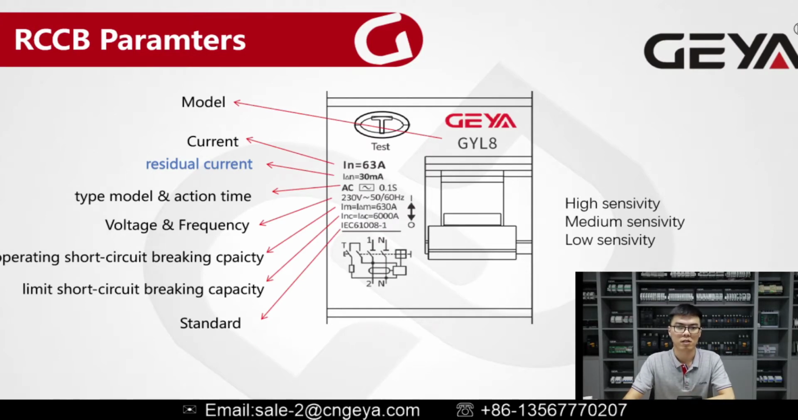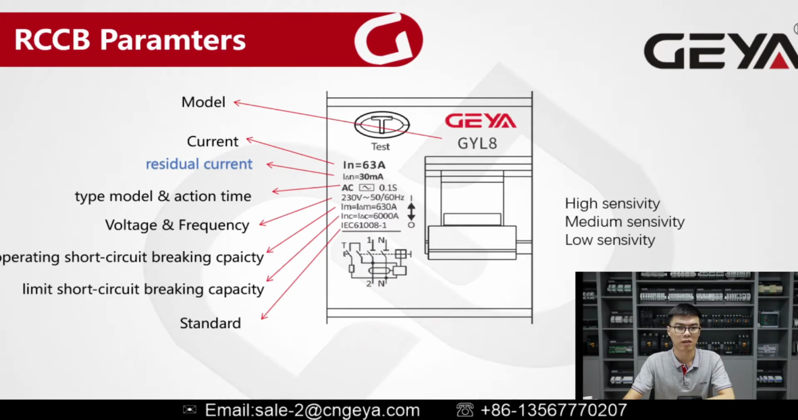Then please see the screen. I have showed you the panels of our RCCB product. Let's check the parameters. First, on the top you can find our company brand and its Gaia logo. If you want to do your own logo, we can offer the laser marking logo or printing logo. And below the logo, you can find the model numbers. This one is GYL8. We also have some different models of RCCB product. Later, I will introduce you.